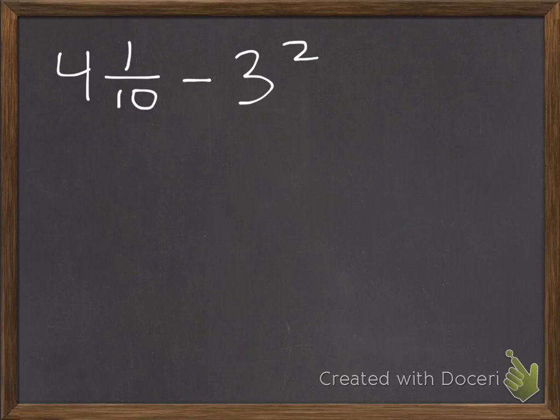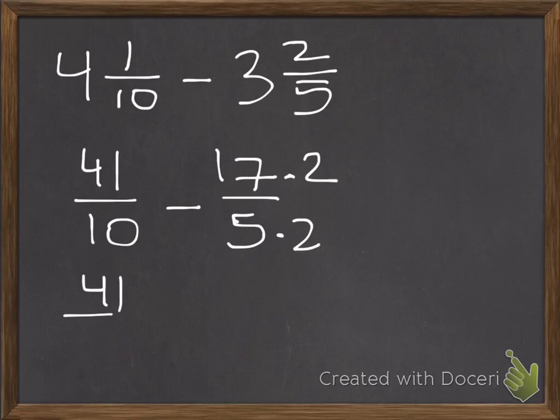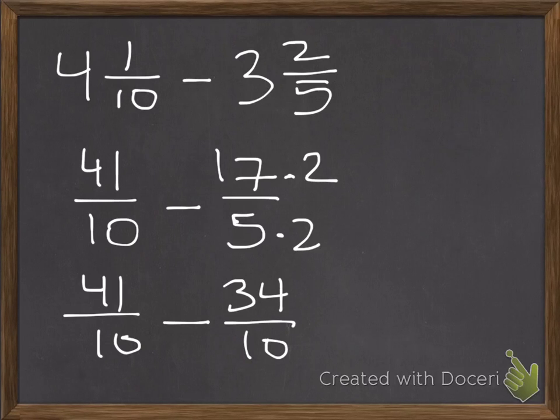And the next one, 4 1/10 minus 3 2/5. We need a common denominator of 10. So the first one stays the same since it's already 10. And we get 7 over 10.